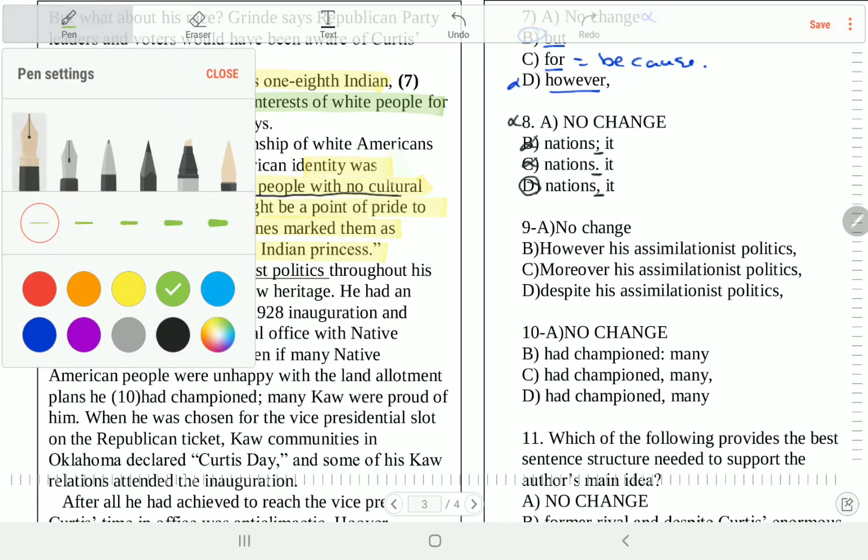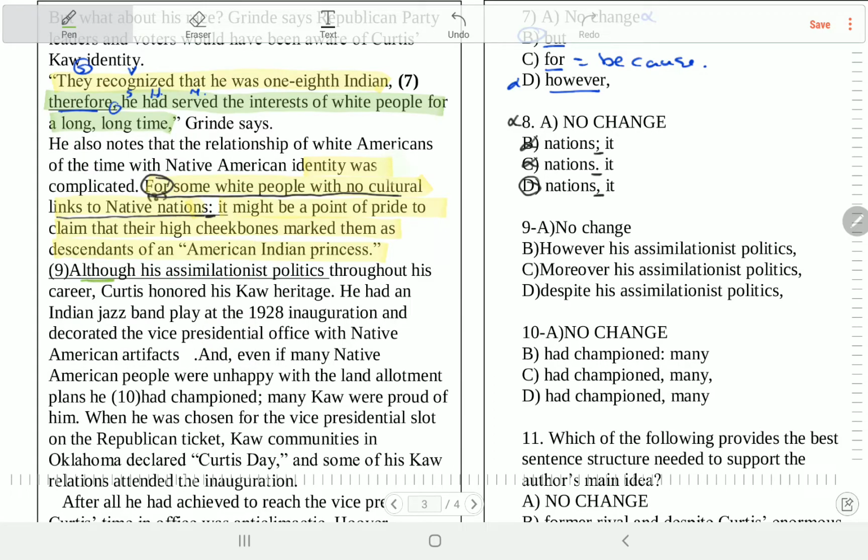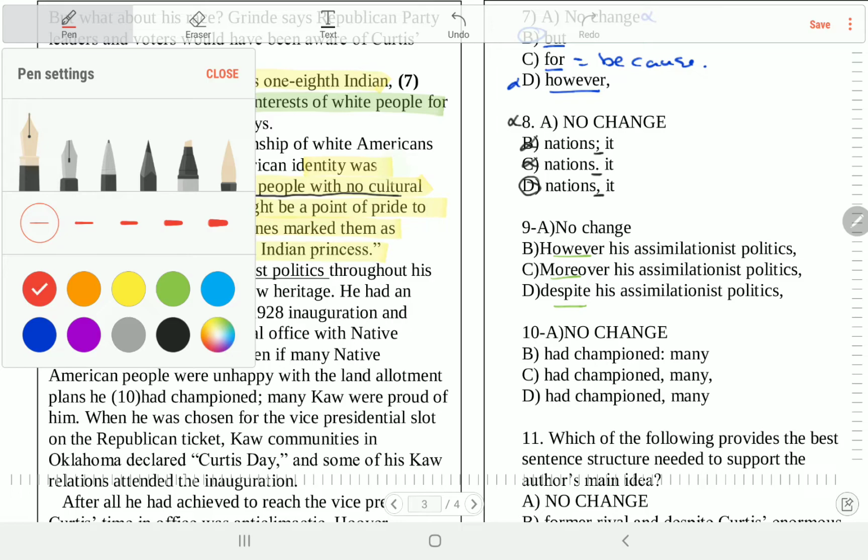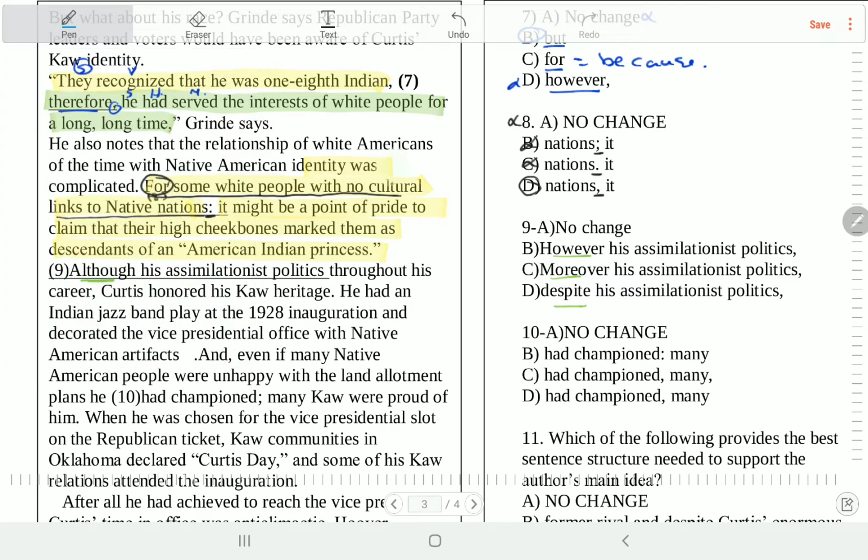What do we have here? Although, okay, however, moreover, despite. So, remember however, transitional word, we should have a comma before it. Just skip it. So it's never B, it's never C. We need a comma, okay? And also, we need a sentence after them. Okay, that's not a sentence.